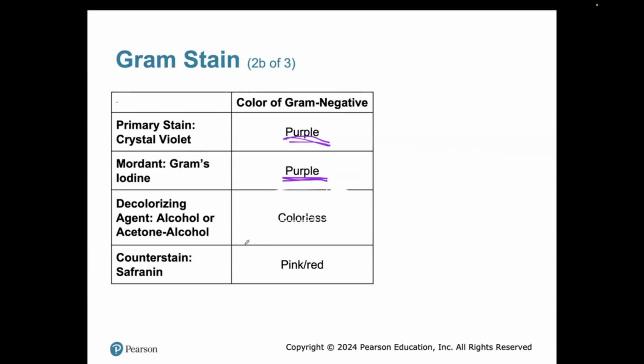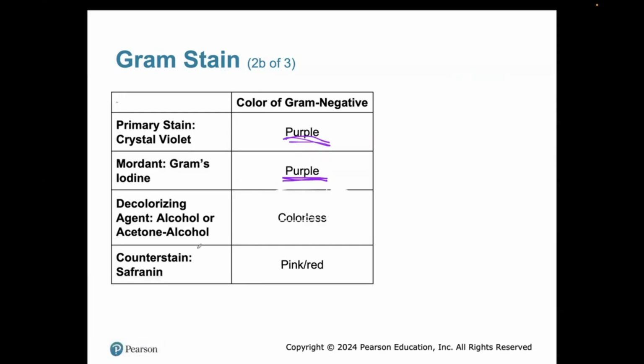So the cell is going to allow the reagents to be released, the crystal violet and the iodine, from the cell wall, from the peptidoglycan layer, from the porins, and then your cell is colorless. So if I were to bring the slide to the stage and look at it through the microscope right now, I wouldn't see anything if it was a gram-negative microbe. That's why it's so important to make sure we finish this protocol.